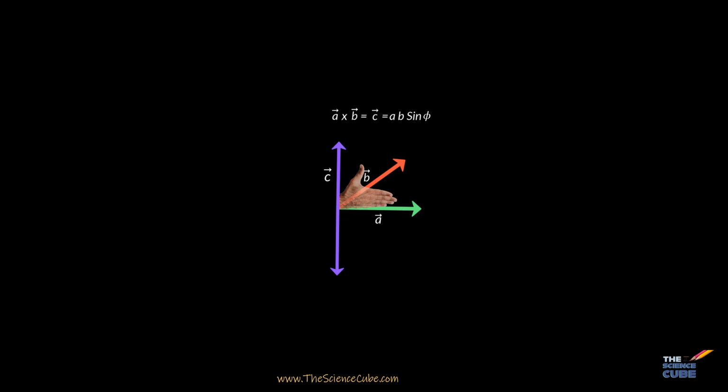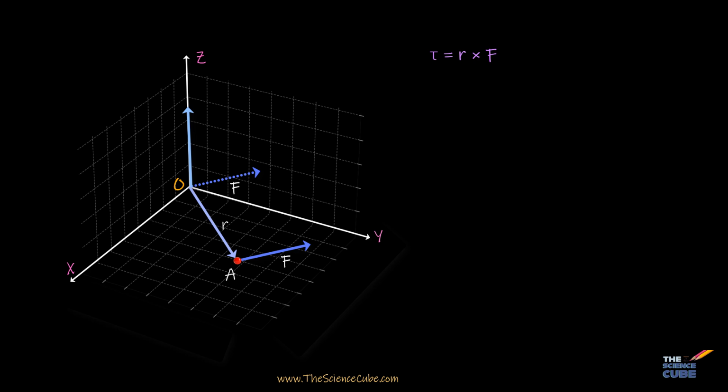Put your right hand along vector A, which is the first vector appearing in A cross B, like this. That is, the base of the hand aligns with vector A and the palm of your hand faces vector B. Then you sweep your hand from vector A towards vector B like this. Then the direction of the thumb is the correct direction of the resultant vector C. And of course, the magnitude of torque would be r F sine phi.